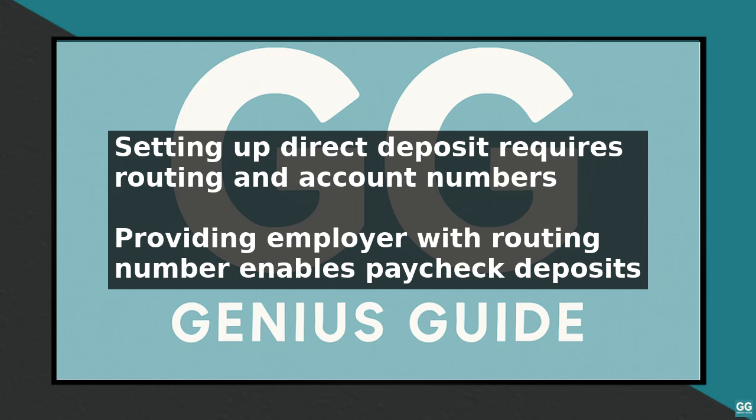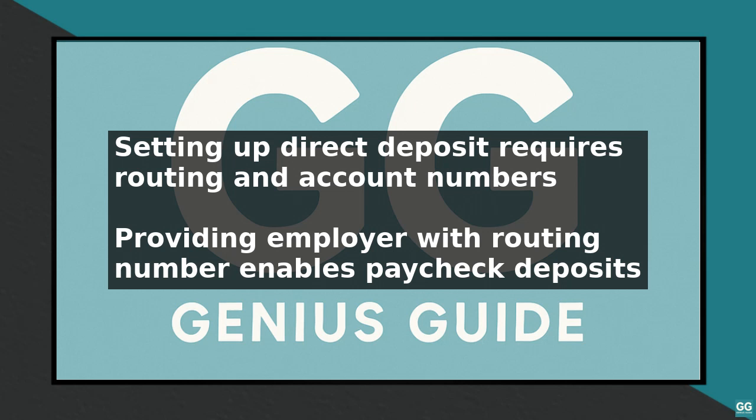You can also use your routing number to transfer funds between accounts. For example, if you want to transfer money from your checking account to your savings account, you will need to provide the routing number and account number for both accounts. When using your routing number, make sure to double-check that you are using the correct number to avoid any errors. It is also important to keep your account information secure to prevent unauthorized transactions.